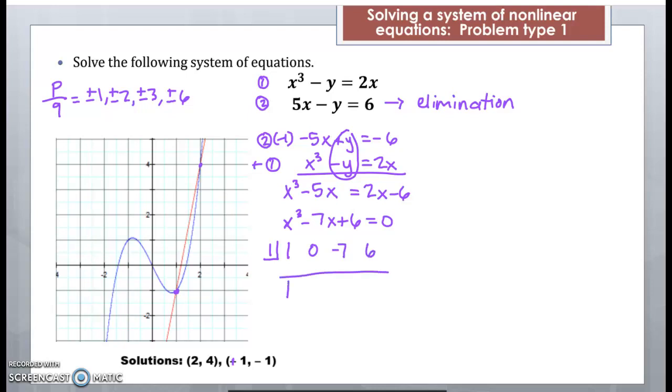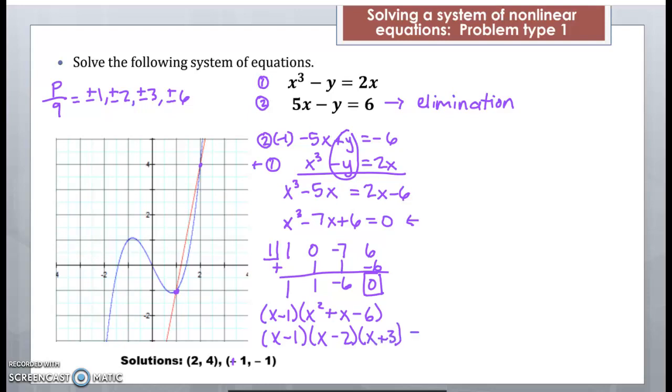Bring down the 1. 1 times 1 is 1. I'm adding these together. 0 plus 1 is 1. 1 times 1 is 1. Negative 7 plus 1 is negative 6. Times 1 is negative 6. When I add those together, I do get 0. So that means this polynomial factors into x minus 1 times my quotient, which is x squared plus x minus 6. And then this factors into (x minus 1) times (x minus 2) times (x plus 3).